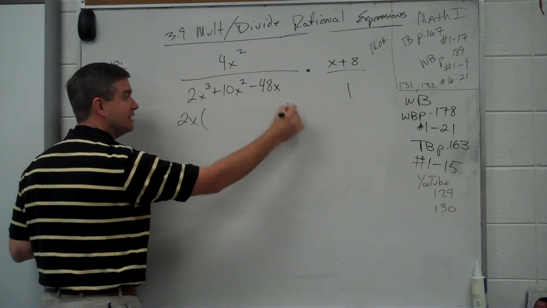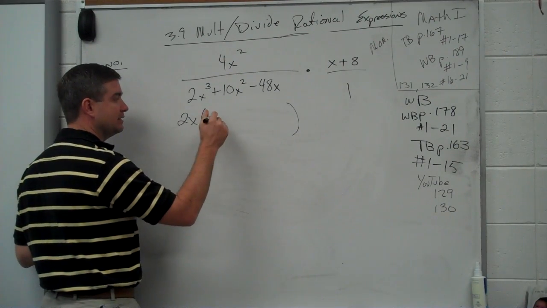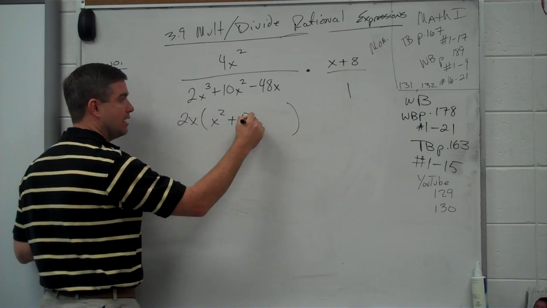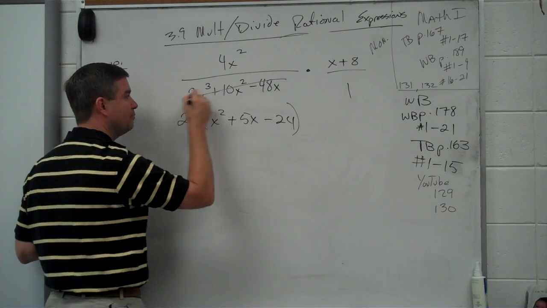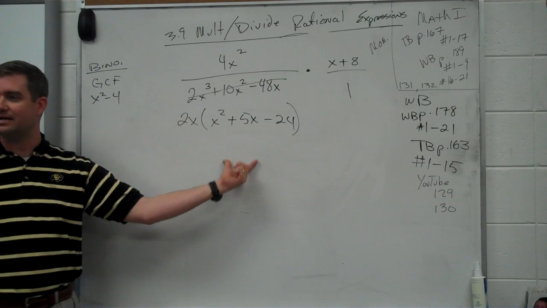2x is my greatest common factor, my GCF. What's left inside after I pull out 2x? X squared plus 5x minus 24. Very good. I pull out a 2x and that's what's left. Do you think this trinomial is going to factor?